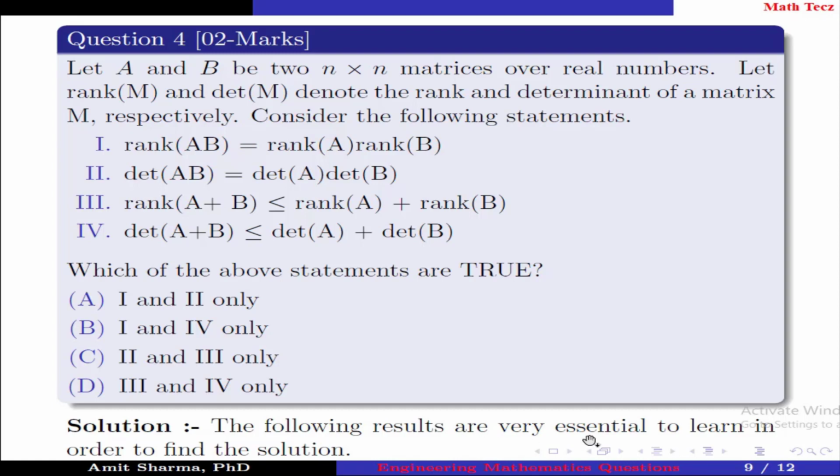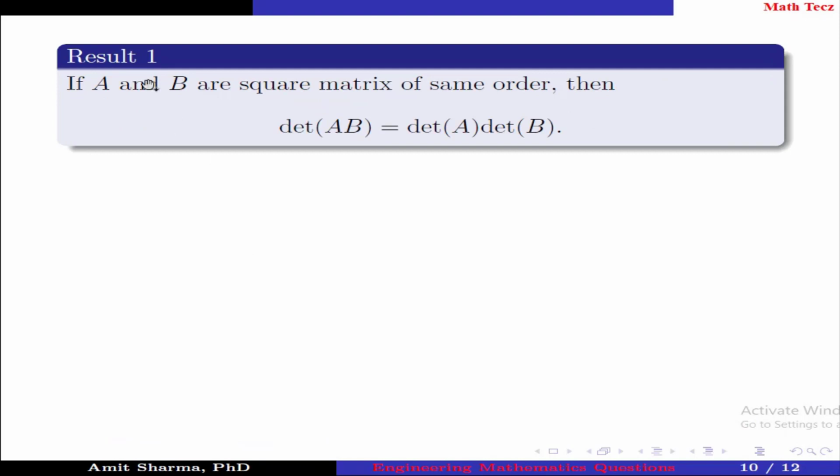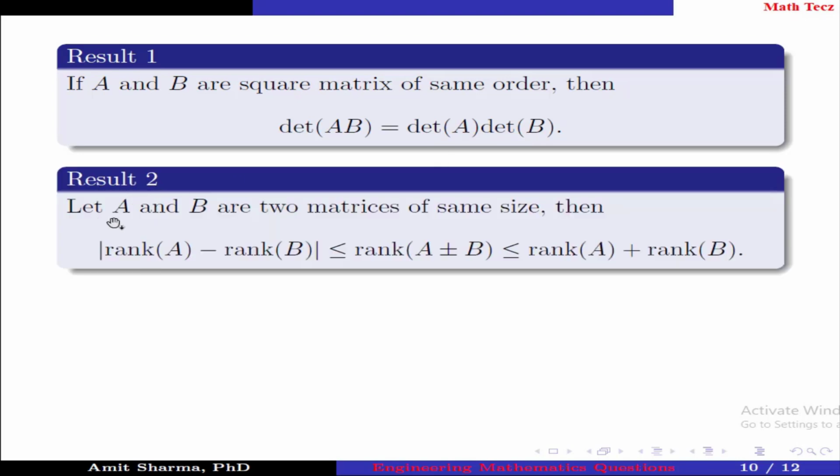The following results are very essential to learn in order to find the solution. Result number 1. If A and B are square matrices of the same order, then determinant of AB equals determinant of A into determinant of B. Result number 2. If A and B are two matrices of the same size, then |rank of A minus rank of B| is less than or equal to rank of A plus B, which is less than or equal to rank of A plus rank of B. Using these two results, we can easily find that option C is true.